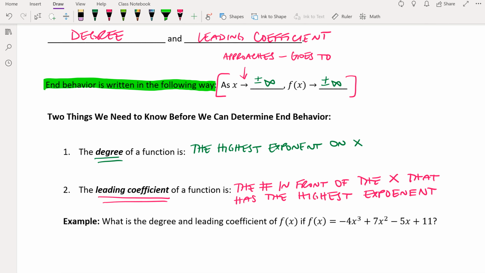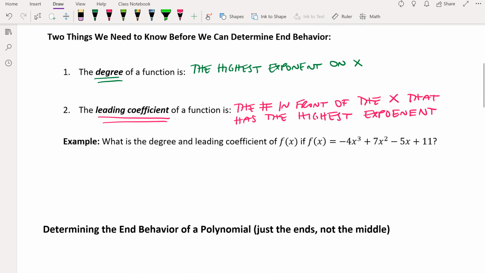Okay, so let's do an example. Please write down this example so that you know how to find the degree and the leading coefficient. If you want, you can just write down this function, and then we're going to write down the degree and the leading coefficient for that function. So what is the degree and leading coefficient of f of x if f of x equals negative 4x cubed plus 7x squared minus 5x plus 11?